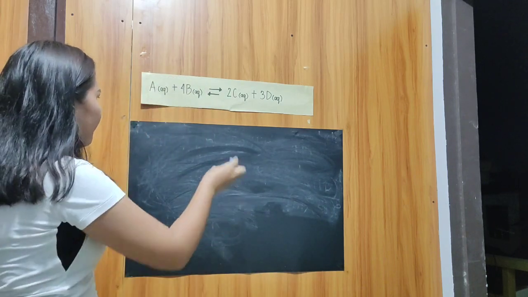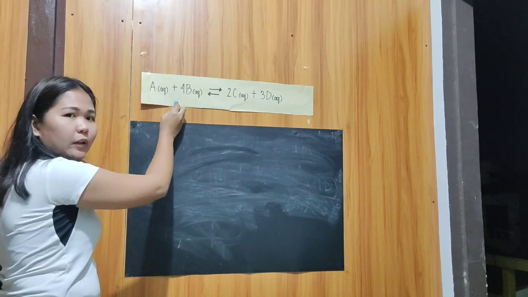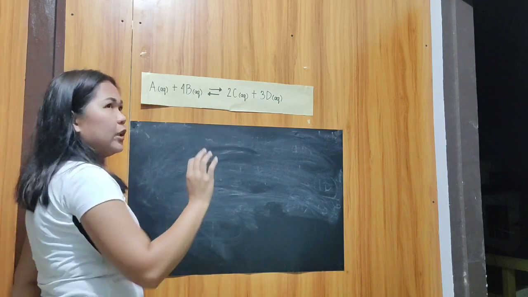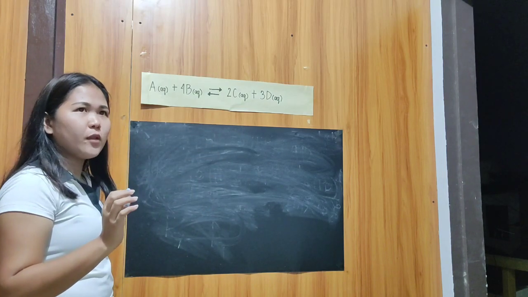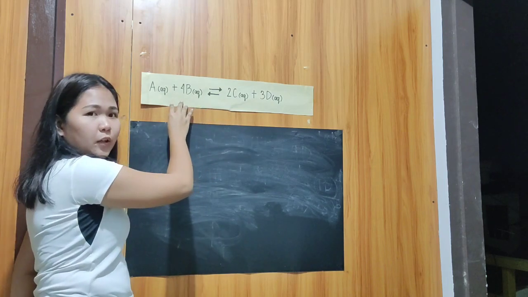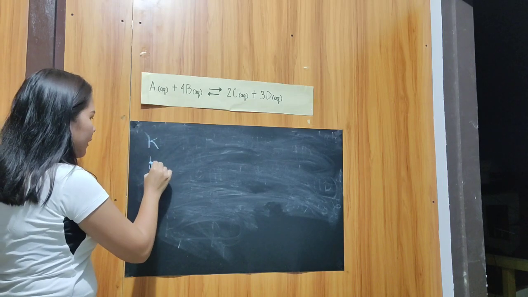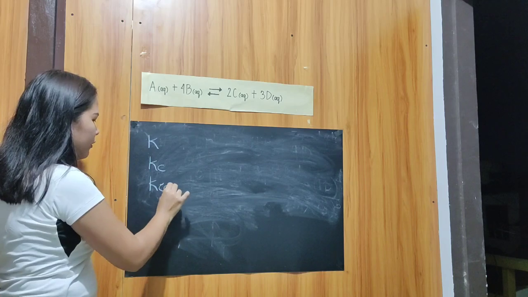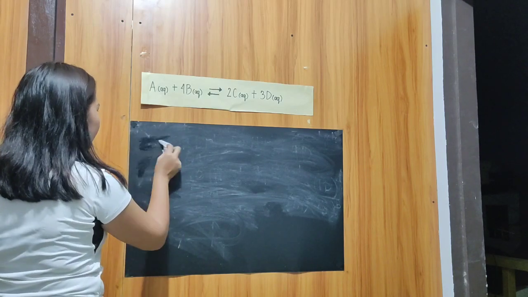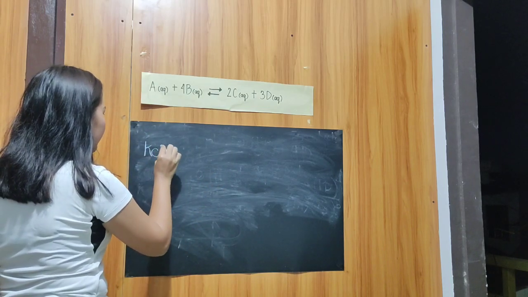So this is the product and this is our reactant. So Kc. There is no question, just the given equation. Anything, either K, Kc, or Keq, you can use any of that. It's up to you. So I'll be using Kc.